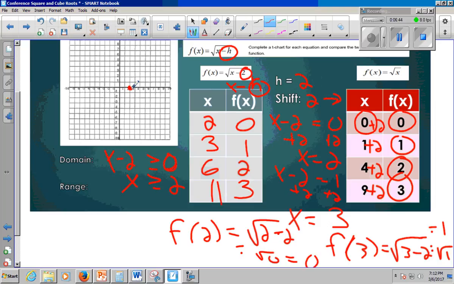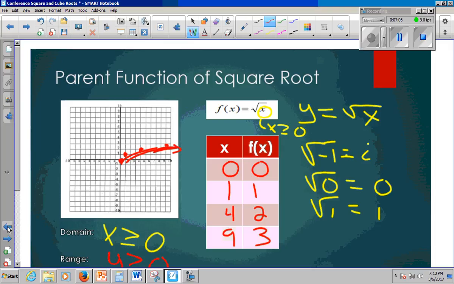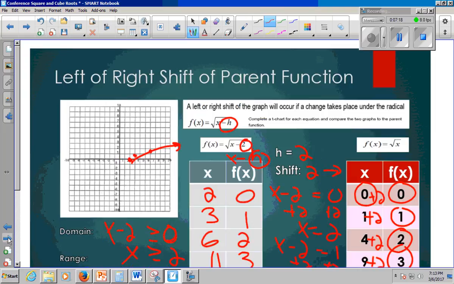2, 0, 3, 1, 6, 2, and 11, 3. So let's imagine it's out here. So here we go, a shift of 2 units to the right. Not a long way. So we see here, just a bad graph. I need to calibrate. That's better. Okay, so we can see it shifted over 2 to the right. But what about shift 2 to the left?